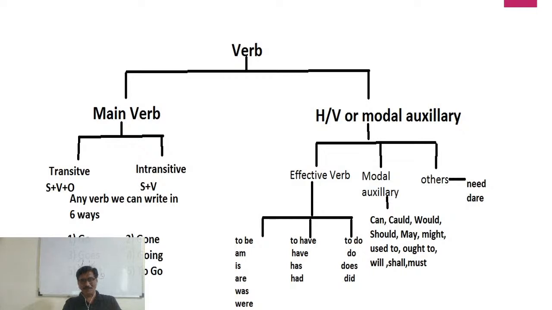To do forms, 3 are there. To have forms, 3 are there, and to be forms, 5 are there. That means effective helping verbs are 11, and this modal auxiliary also 11, plus 2 others. So this is a chart of a total of 23 or 24. See, these are 11 plus 11, that is 22, and need and dare, these 2, that means a total of 24 are there. So if you know about the modal auxiliary, the main verb you can learn very well with the help of a dictionary.